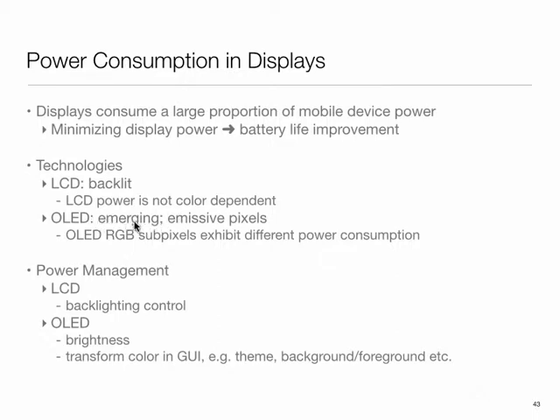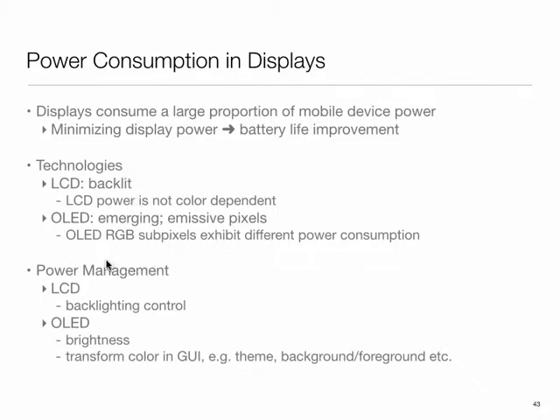OLEDs work differently. They are what are called emissive pixels. Each pixel emits light. And more importantly, since each pixel has an R, a G and a B subpixel, you could imagine that the color might matter. For example, if I have a pure red, then only the R subpixel is on. If I am generating something which is a combination of colors, then multiple subpixels have to be on. Moreover, our eyes are less sensitive to blue, so for the same degree of brightness, we need to generate it at a higher energy. So differences come into play because of that also.